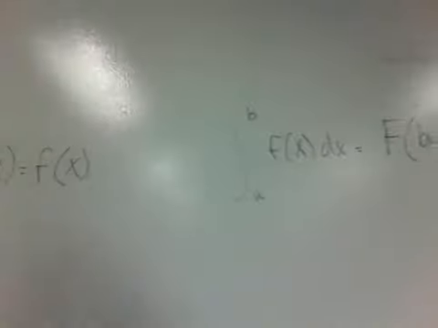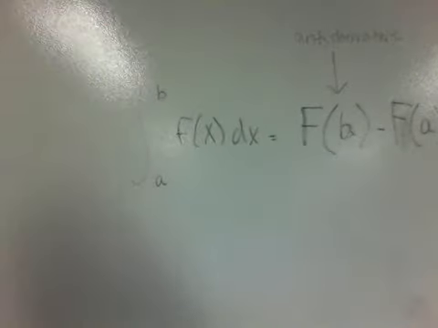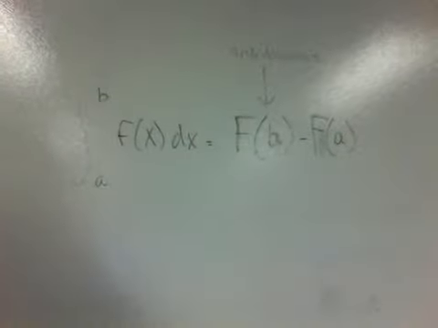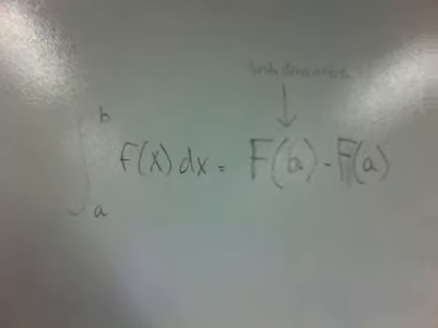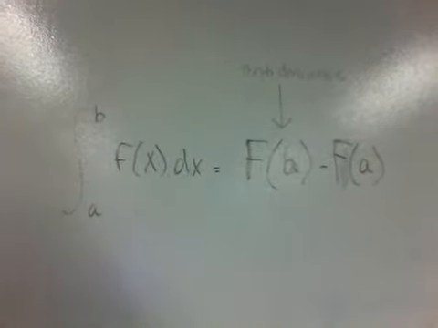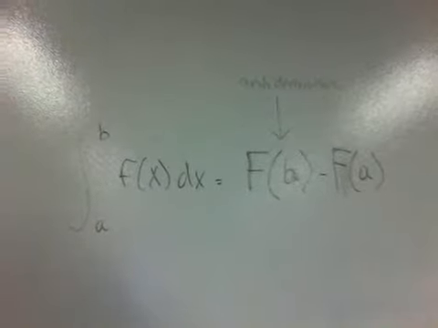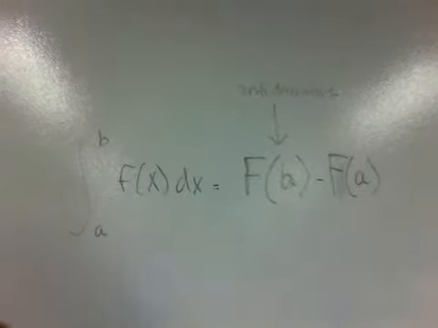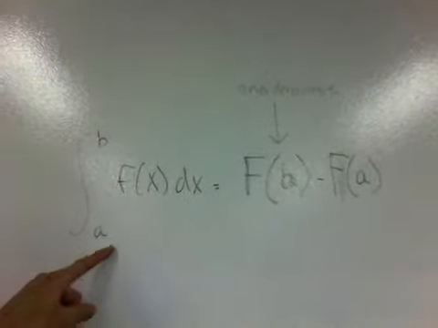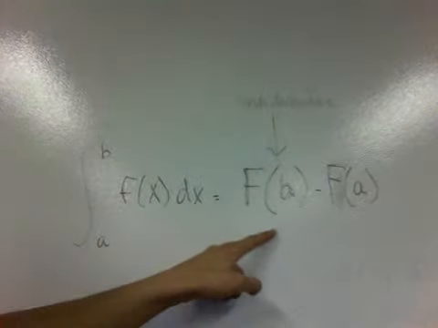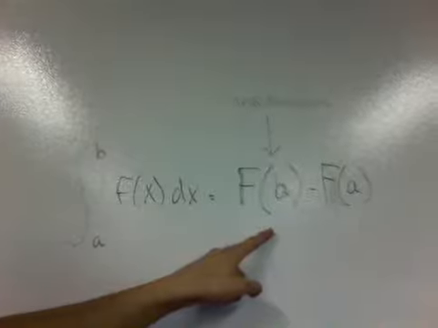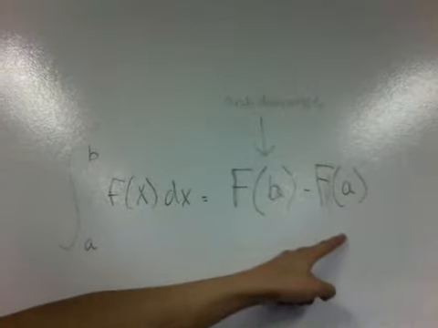Now, part 2 of the fundamental theorem of calculus is also known as the evaluation theorem. This part involves the actual computation of the definite integral using integration. So basically, the integral from a to b of f of x dx is equal to the antiderivative of f at b minus the antiderivative of f at a.